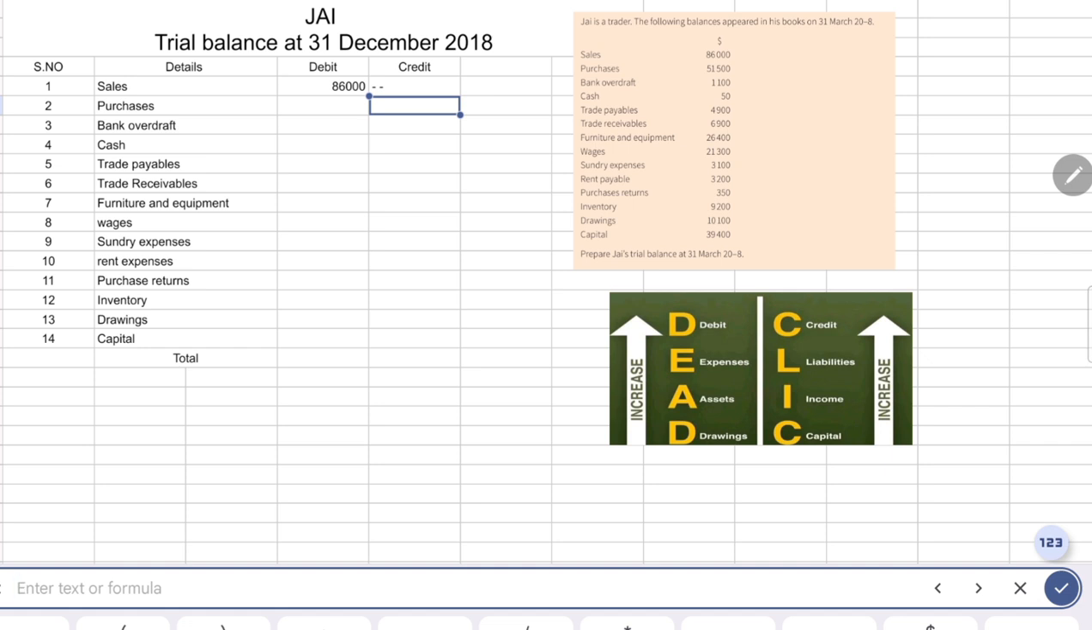Then the next item is purchases. Purchases is an expense. So according to our rule, where do we record expense in the trial balance? Okay, great. Purchases will be recorded in the debit side because it is an expense.